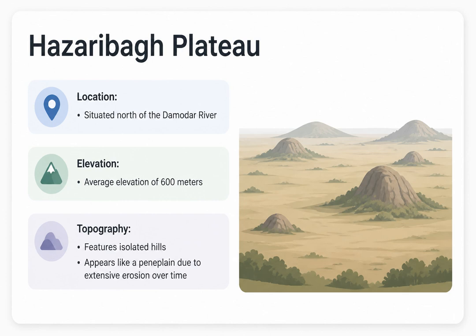North of the Damodar River lies the Hazaribagh Plateau. Sitting at an average elevation of 600 meters, this area has been subjected to such extensive erosion over millions of years that it now appears as a peneplain, dotted only occasionally by isolated hills that resisted the weathering.